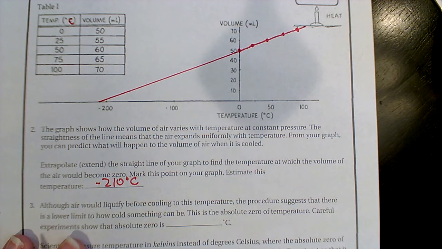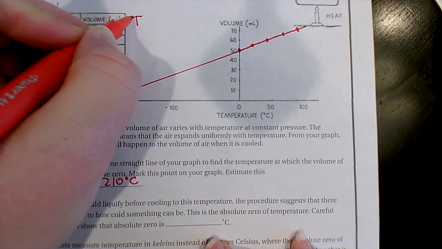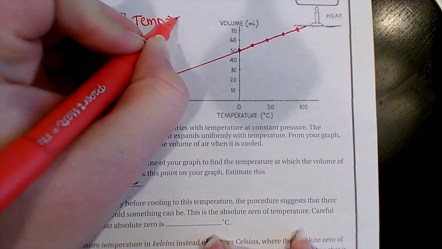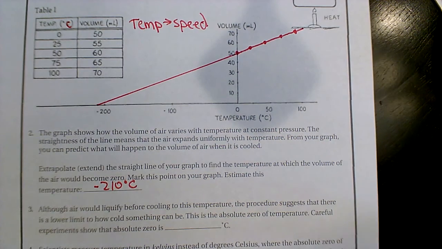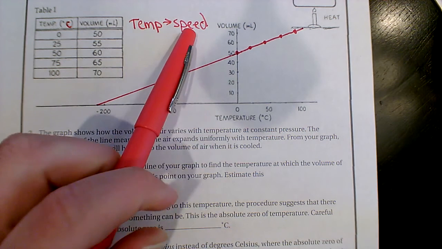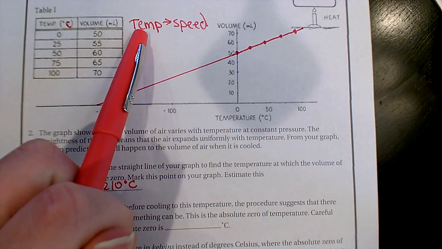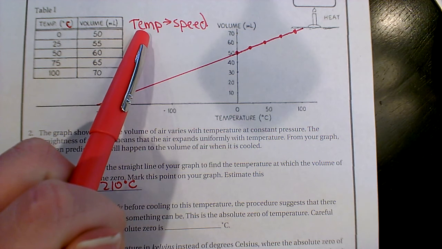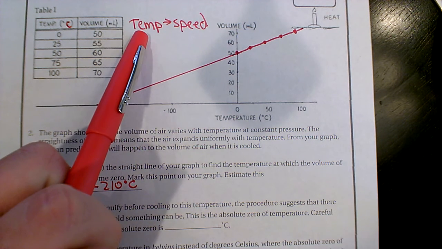All right, we said temperature is this concept of how fast the particles are moving. Okay, so with that in mind, with temperature as a measure of speed, using this idea, when the speed is 0, the temperature should be what? 0, right? They should go together. When the speed stops, the temperature should be 0.